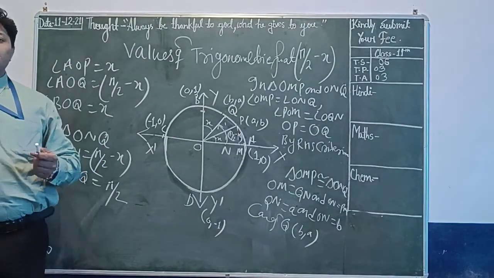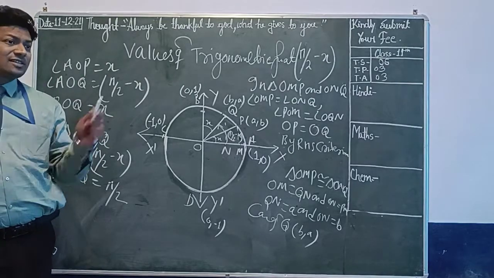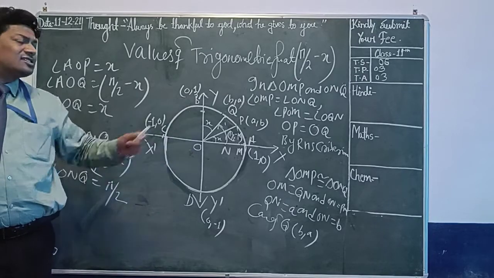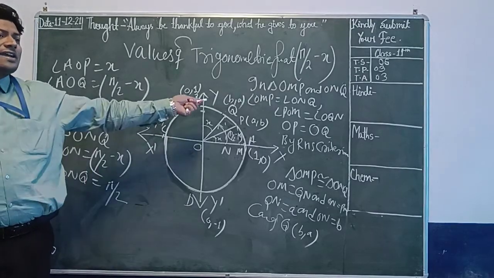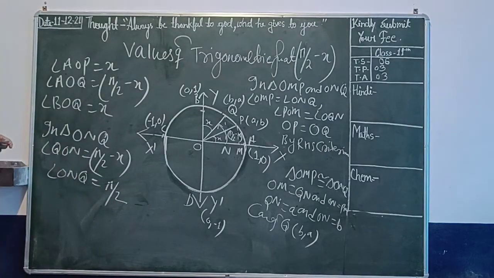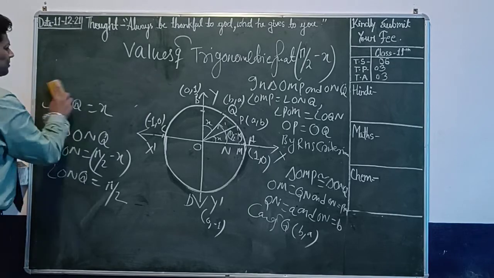If the coordinates of Q will be B comma A, and as I told, everybody knows A is equal to cos x. Is it clear? But here the points are interchanged. On the x-axis you are getting B and on the y-axis you are getting A. So by this criteria, what will we get?